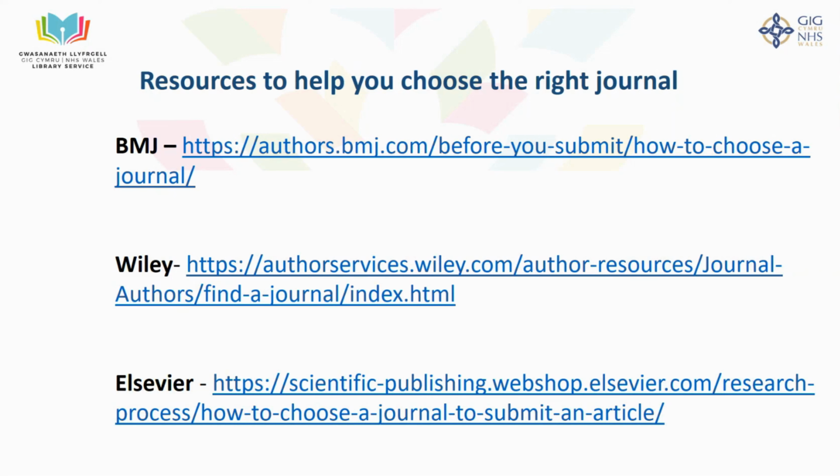So let's look at some resources then that can help us choose the right journal. The first thing I wanted to mention is that the publishers themselves will offer guidance and information for authors on how to choose the right journal. And I've included some of the major healthcare publishers there, BMJ, Wiley and Elsevier, that have pages on their websites for authors to help you to choose journals. I won't actually go into those pages now, but I just wanted to make you aware that they do exist and that they do have some useful information on there.